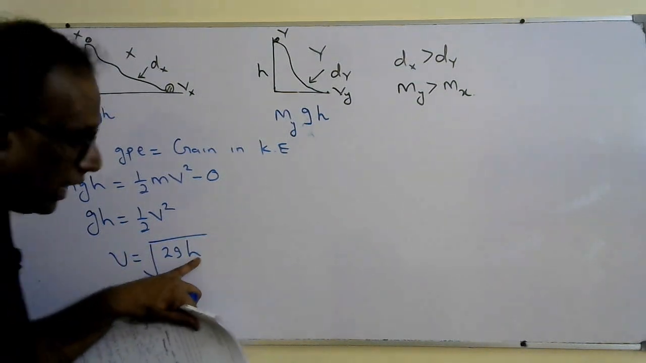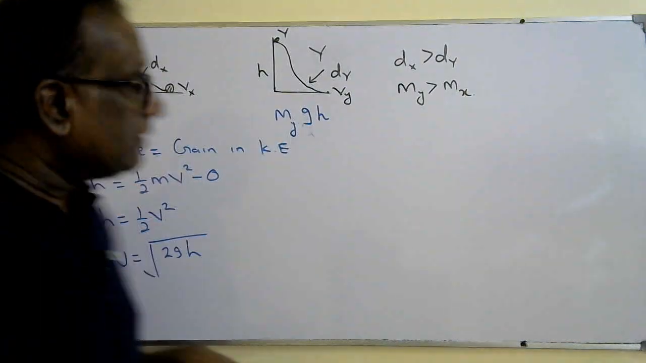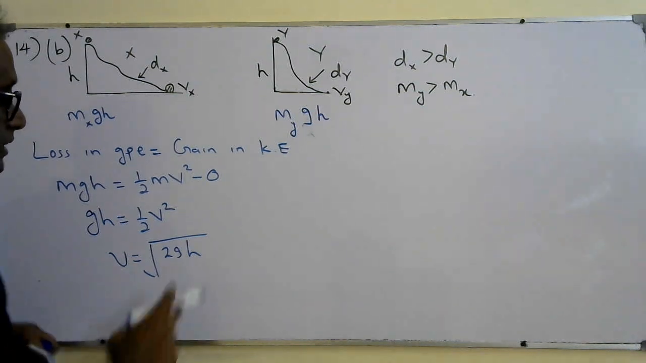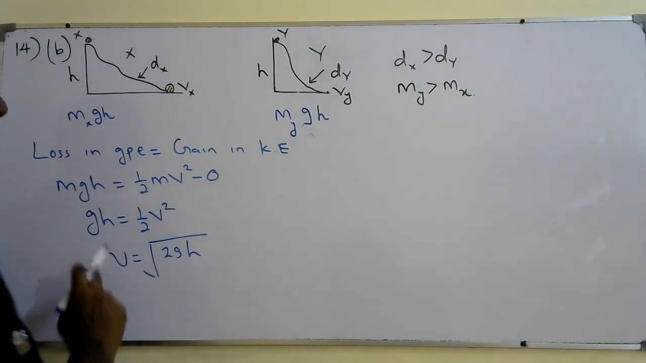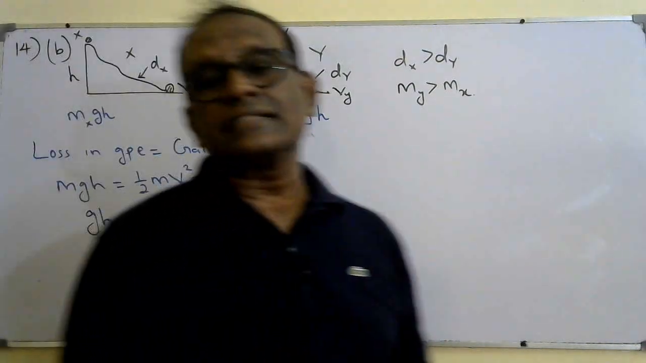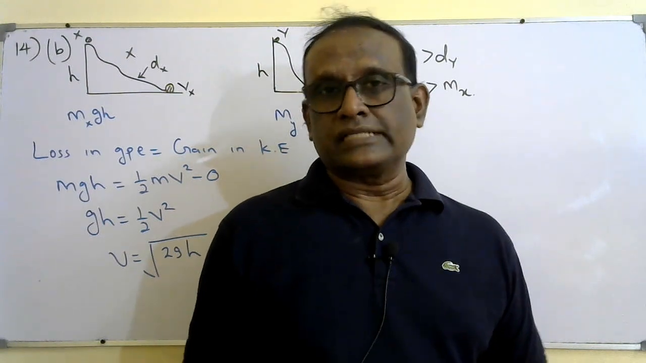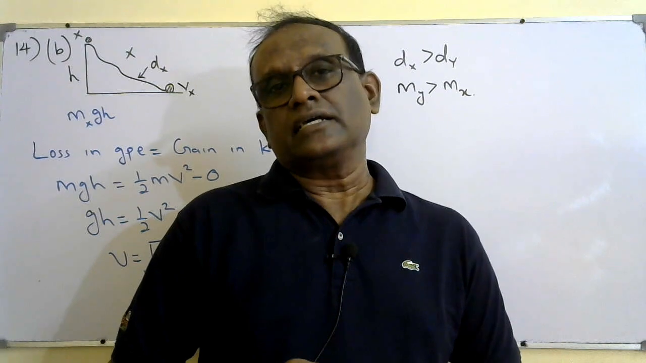So both have the same height. Both are falling through the same height. But they are traveling different distances. So height is the same, they are traveling different distances, but the final speed is going to be the same. Because even if they have different mass, the mass will get cancelled. So that's the answer you need to give.